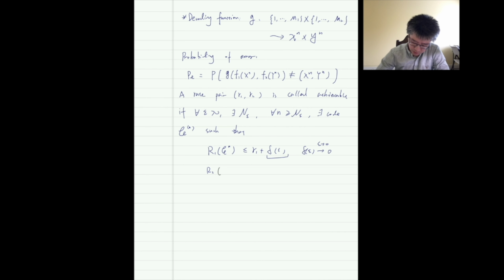And R2 Cn will also be less than or equal to R1 plus delta epsilon, and overall the rate is going to be less than or equal to epsilon, okay? So that's basically the definition of the achievability, okay? And so those are the achievable points, R1 and R2.